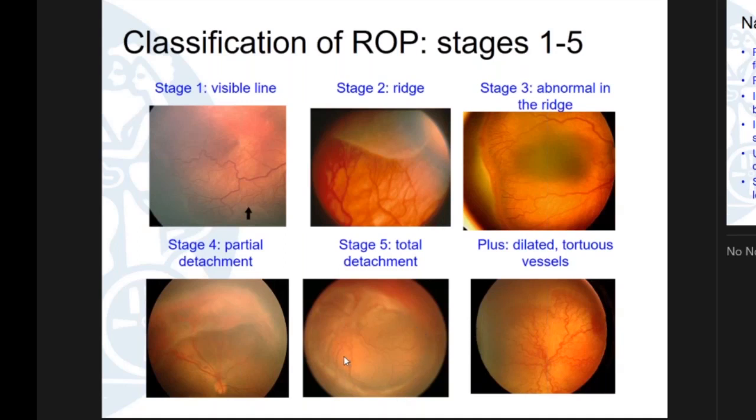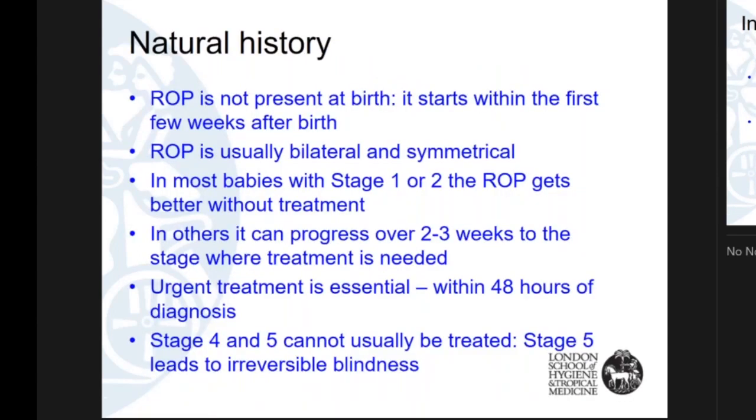So the natural history: ROP is not present at birth, and it starts within the first few weeks after birth. It usually affects both eyes equally. In most babies who develop stage 1 or stage 2, the disease gets better on its own without any treatment. But in other babies, the stages can progress over the next 2 to 3 weeks, and it can progress to a stage where treatment is needed.